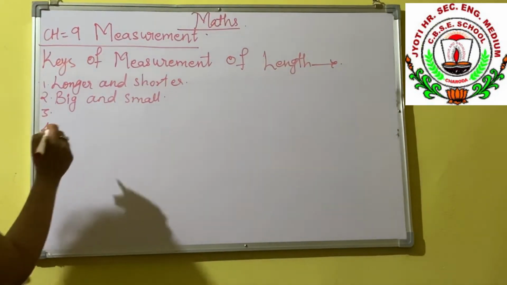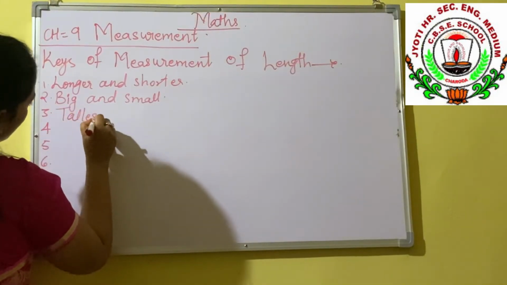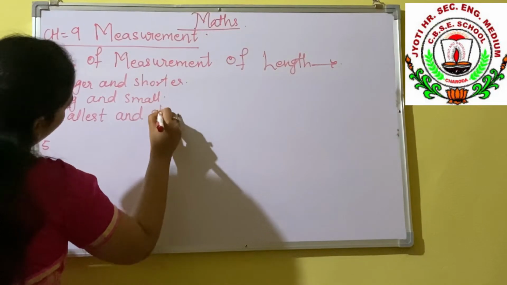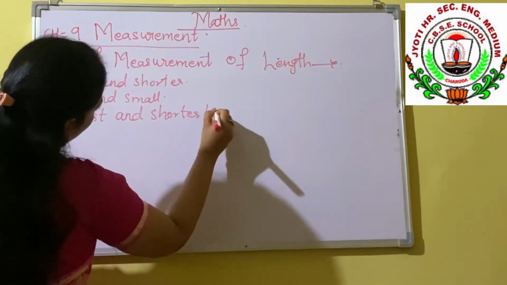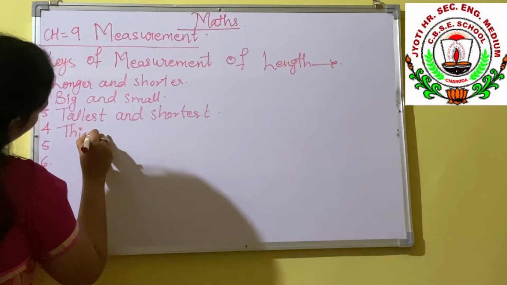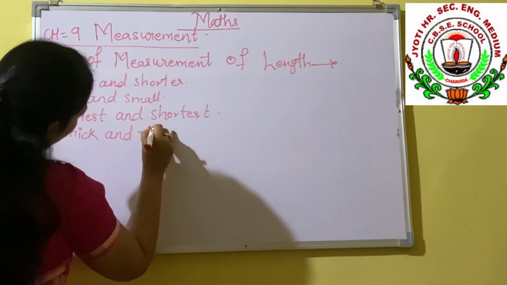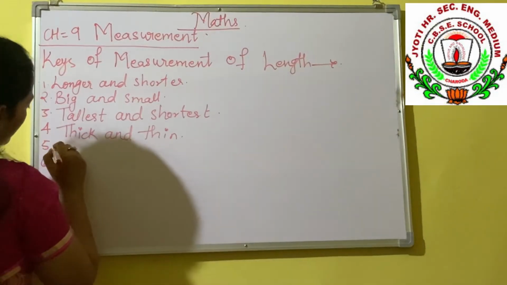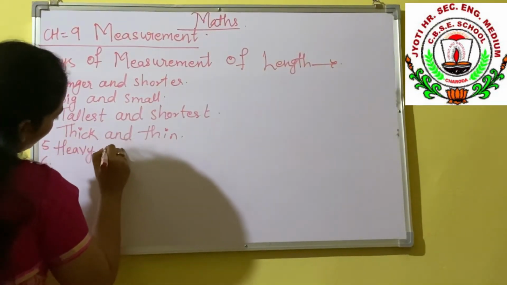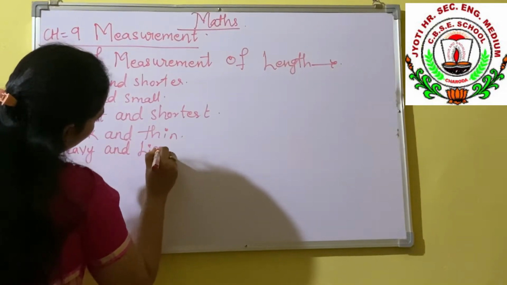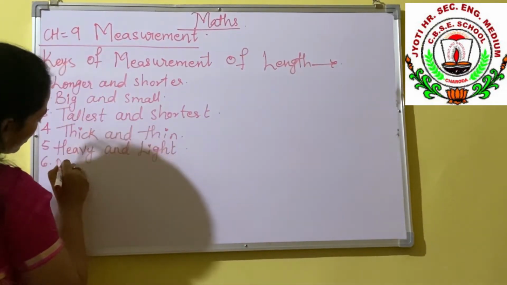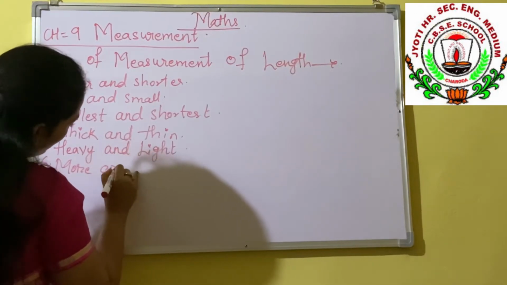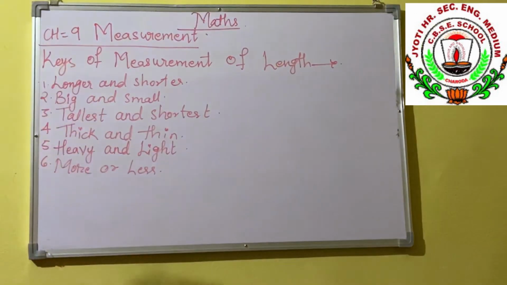tallest and shortest, thick and thin, heavy and light, and last but not least, more or less. Students, what do you mean by measurement? Can you explain?